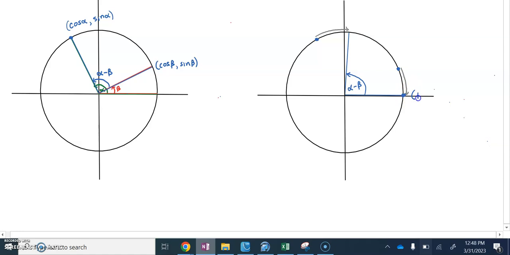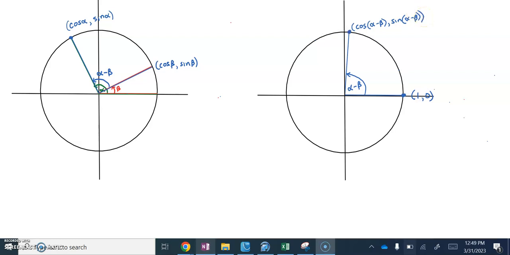This point right here would be (1, 0). And then for this point right here, the x coordinate would be the cosine of the angle, which is alpha minus beta, and the y coordinate is given by the sine of the angle of rotation, which is alpha minus beta.